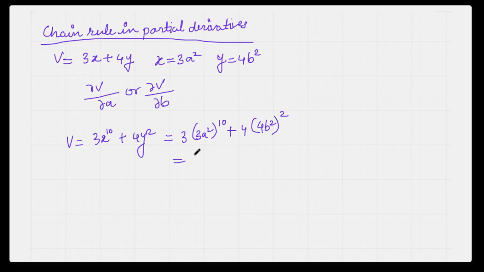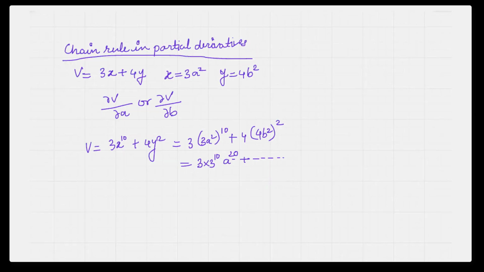So it will be something like 3 into 3 to the power 10, a to the power 20. Something like this will be more complex, a lot messier than working with each equation separately. So now the chain rule simplifies the calculation with this complex algebraic expression by tackling them piece by piece.